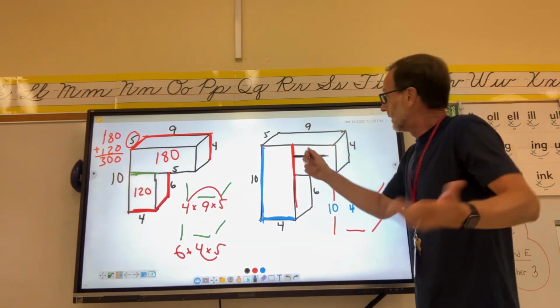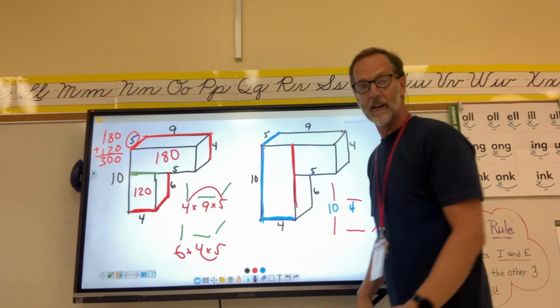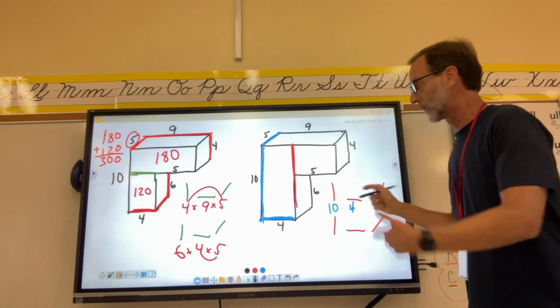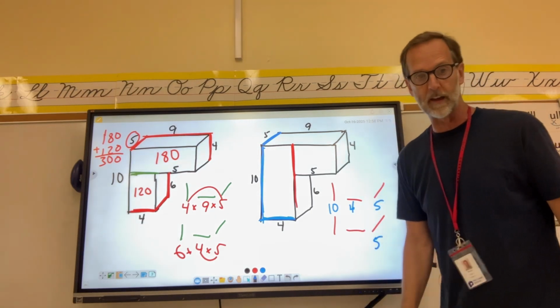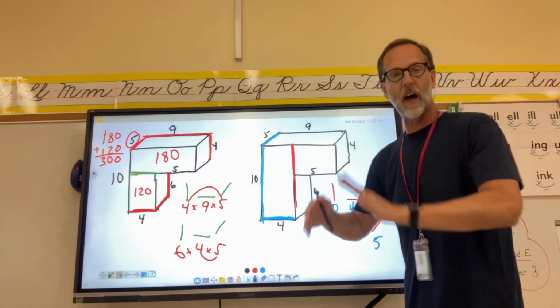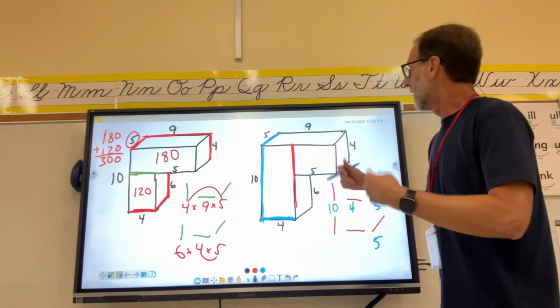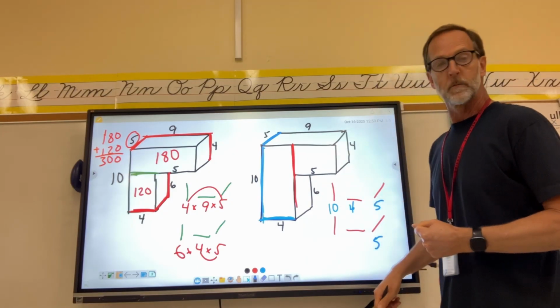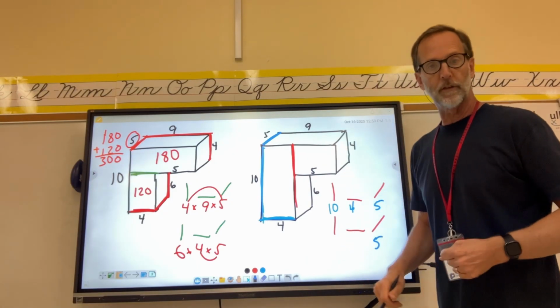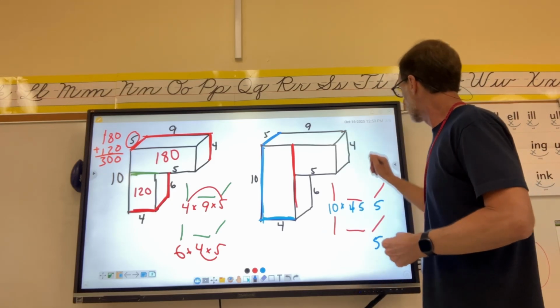And my diagonal is still 5. It's going to be 5 through the whole thing. Notice the diagonal didn't change. Once you find the diagonal side, all the diagonals are going to be that. All right? So now I've got 10 times 4 times 5. Well, 10 times 4 is 40. 40 times 5 is 200.